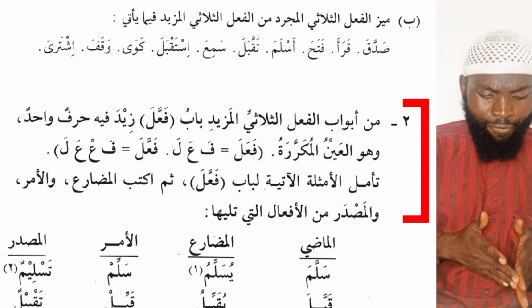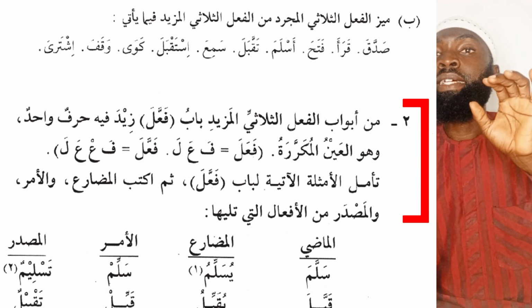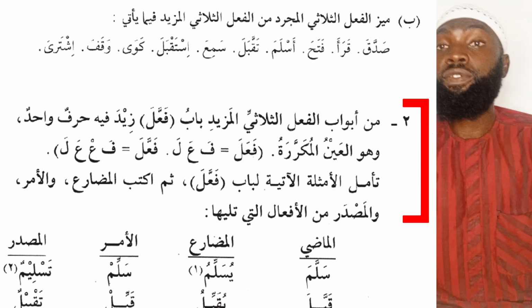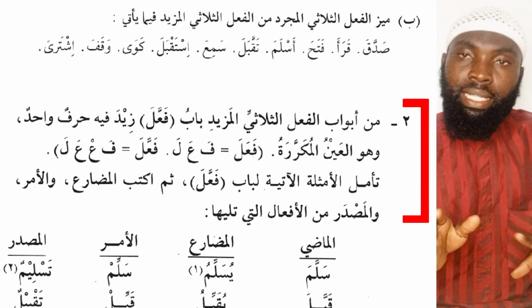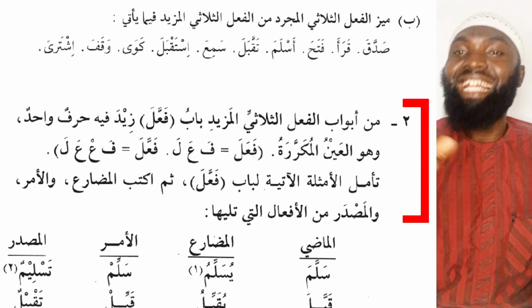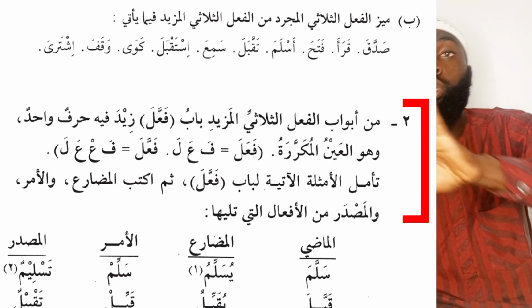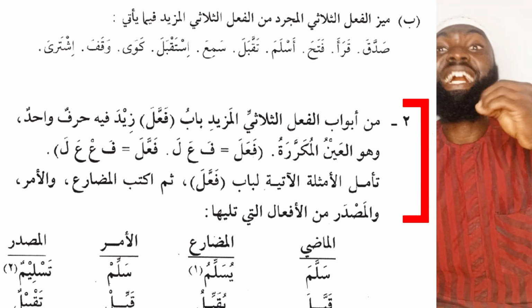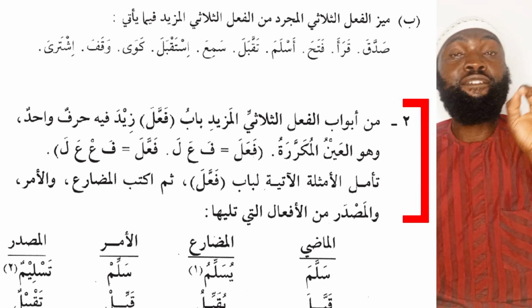But to move further, we have Min Abwabil Fi'li Thulathi Al-Mazid. Since we have been discussing Al-Fi'l Al-Mazid, the 3-letter verbs which have an addition, it also has a lot of patterns. Among the patterns that we have is the pattern of Fa'ala. Here, the only addition made is that the second letter has been doubled. So it is now a 4-letter word. Originally it is Fa'ala, but the Ain has been added to have Fa'ala.